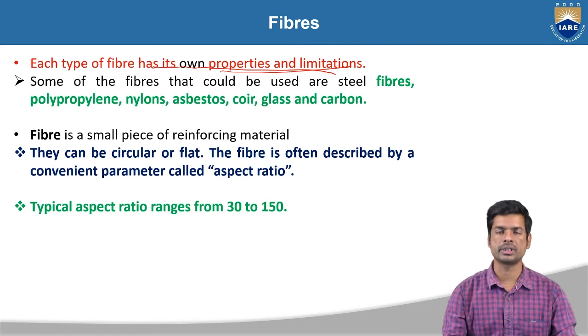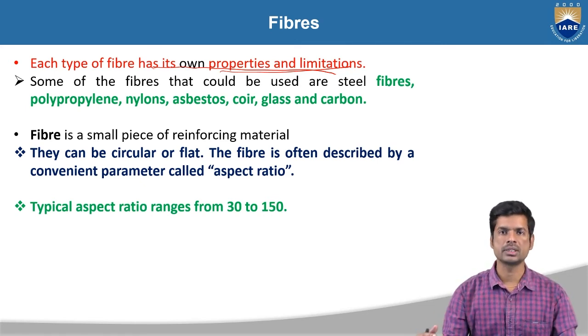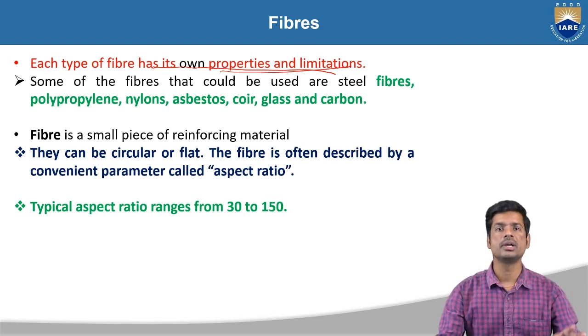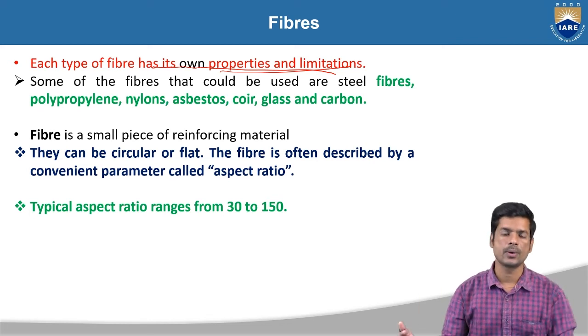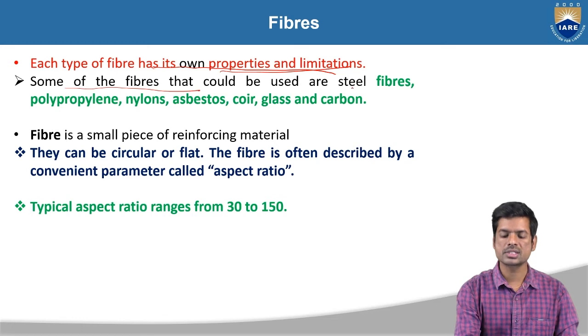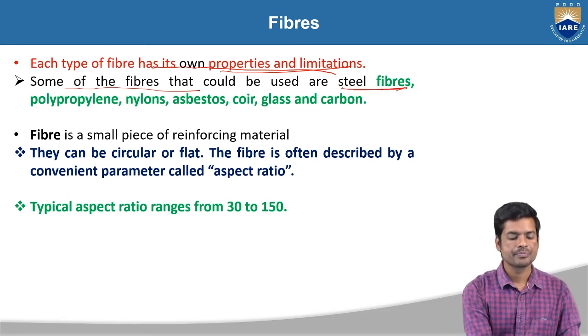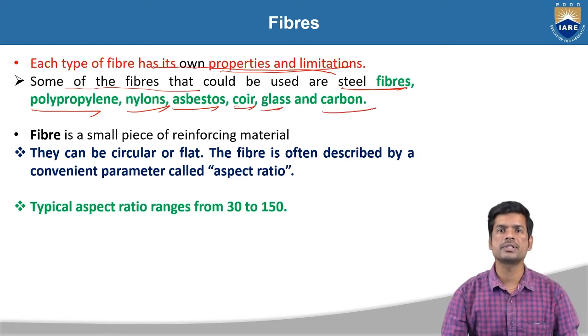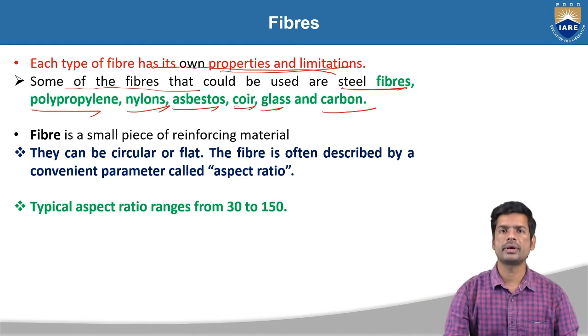Every type of fiber will have different properties depending upon the material composition and their strength, and limitations, as I have said already; the properties and composition will be limited to some applications only. Each and every fiber has different limitations and properties. Based upon those, we apply the fibers to specific functions. Some examples are steel fibers, polypropylene fibers, nylon fibers, asbestos fibers, coir, rubber coir fibers, and glass and carbon fibers. These are the different types of fibers which we can use in the preparation of fiber reinforced concrete.